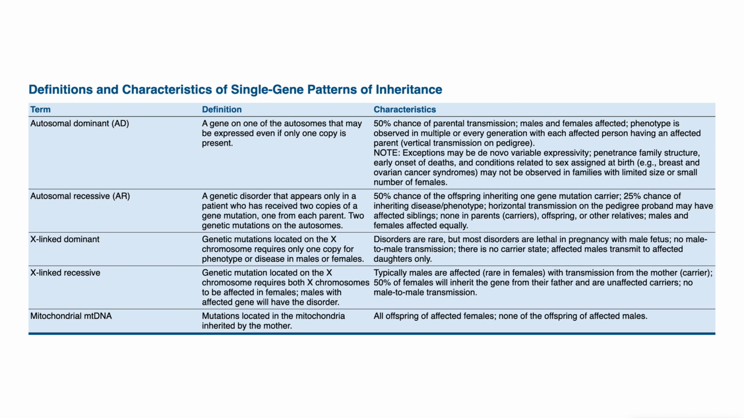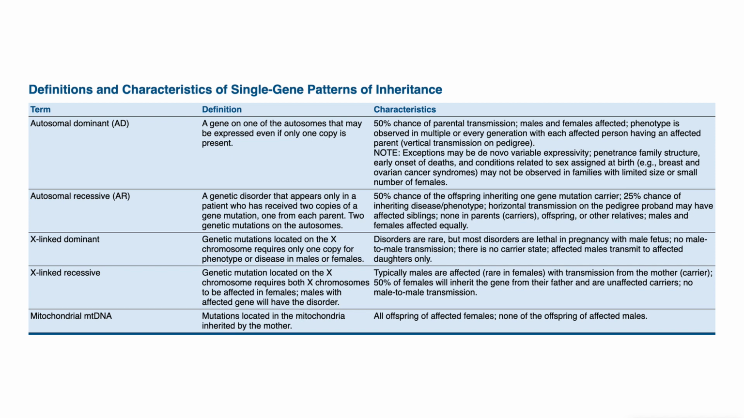A gene on one of the autosomes that may be expressed even if only one copy is present. That's a dominant gene, even if only one copy is present. 50% chance of parental transmission. Males and females are affected equally because this is autosomal. The phenotype is observed in multiple or every generation, with the affected person having an affected parent, or that is to say there's a vertical transmission on the pedigree.